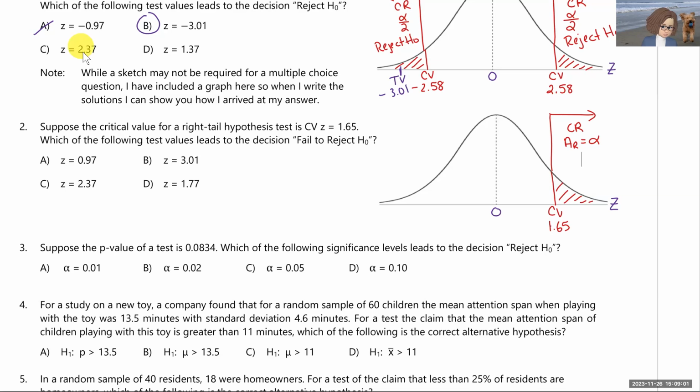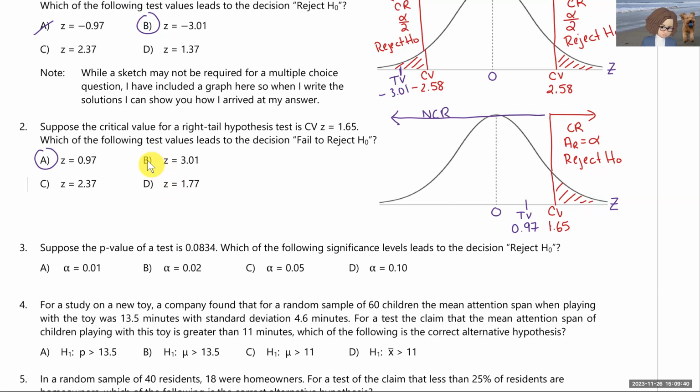And then the question now is, which of these test values leads to the decision fail to reject H0? So again, we only reject H0 if our test value is in the critical region. And otherwise, if we're not in the critical region, we do not reject H0. All right, so let's check it out. So 0.97, I think we have our answer already. 0.97 as a test value would not make it into the critical region, so we would not reject H0.